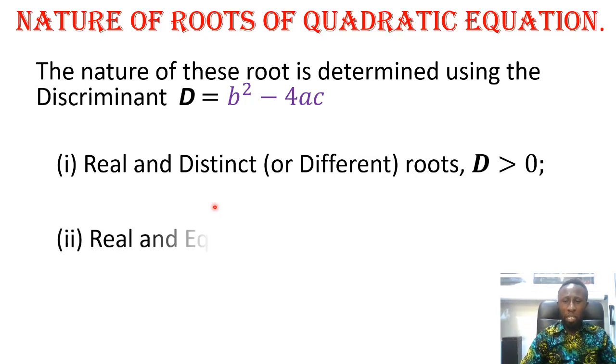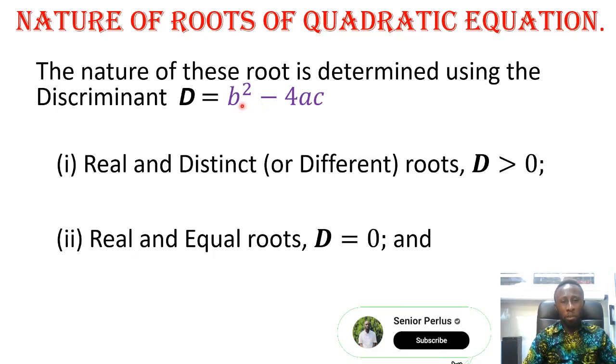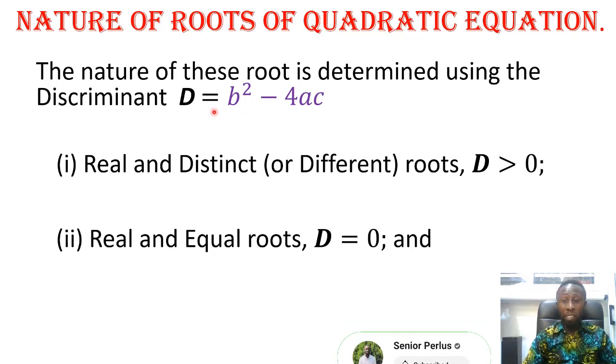Okay. We have the other one. We have real and equal roots. If D is equal to 0, so if you substitute and solve for it and you get the answer 0, it means that it's a real and equal root. But what does it mean? When we solve a quadratic equation and we get the same answer, for instance, s1 is 3 and s2 is 3, it means that it's a real and equal root. That's the nature of that root.